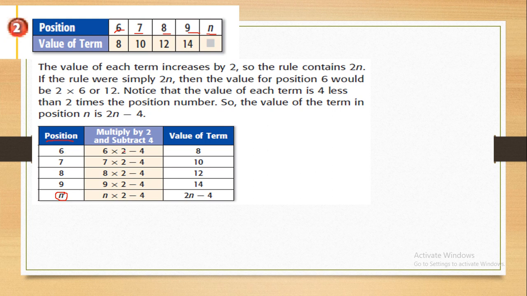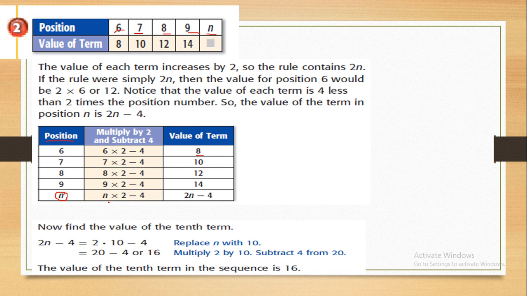So 6 times 2 minus 4 gives us 8. 7 times 2 minus 4 gives us 10. That's what we have. 8 times 2 minus 4 gives us 12. 9 times 2 minus 4 gives us 14. And the n, we will make it times 2, then subtract 4. We will write it like that: 2n minus 4, okay? You should know that the rule you write, you must apply it to all numbers, okay?